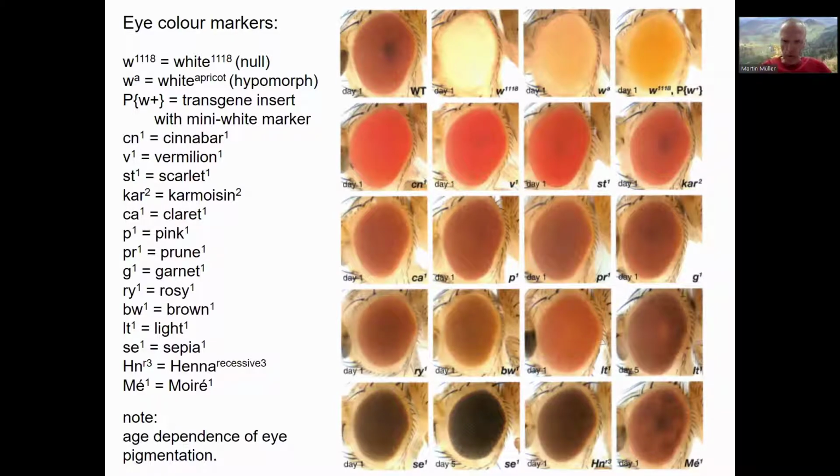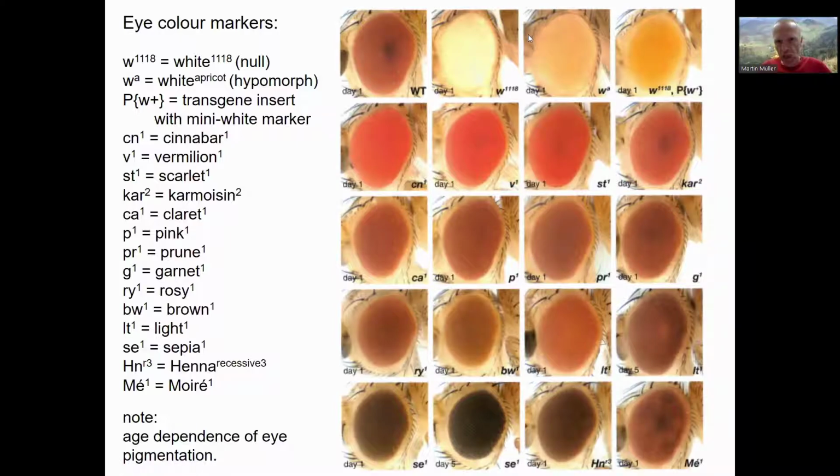So there is quite a variety of eye color markers, and some of them have been useful for the geneticists. There are very few dominant alleles. You see that most of these alleles are recessive. Because of that, they are written with a small letter here in the beginning. And here you have moiré. That is some sort of an eye color marker, a dominant one, but it's not so easy to see.